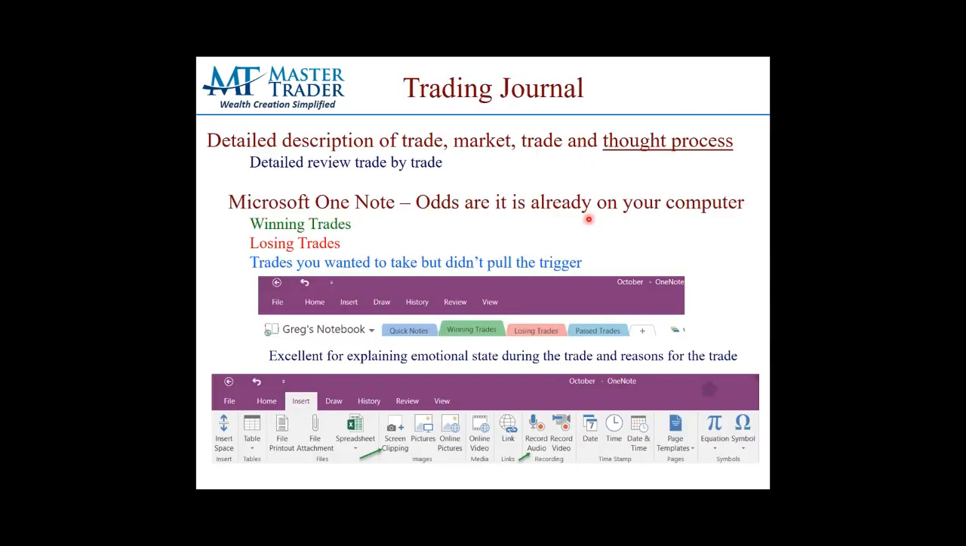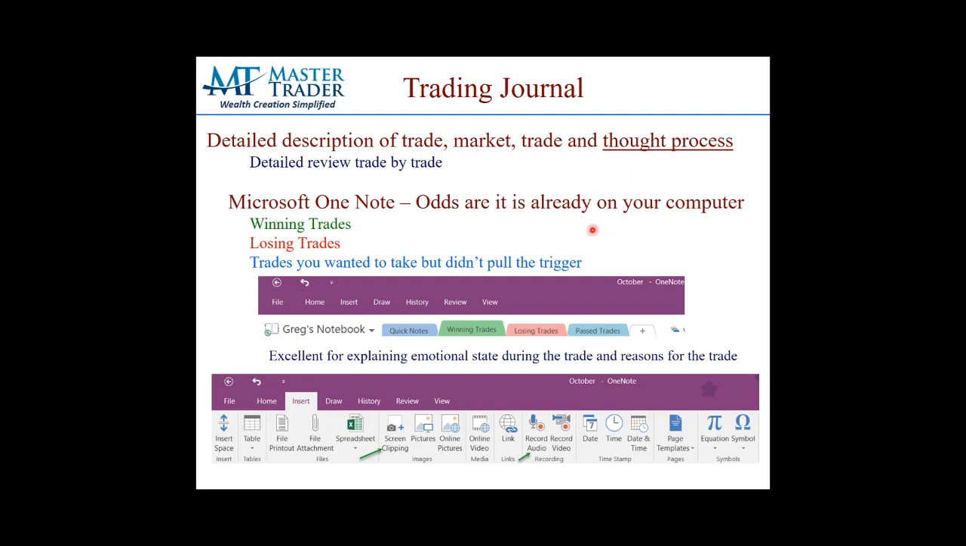All right, so some of you, and probably most of you, are taking the full course, but for those that are just taking the money management part, this is something I covered in the psychology section. And money management and keeping a trading journal is a big part of trader psychology. And this is a fantastic program. It's called Microsoft OneNote. It's probably on your computer. And what you need to do is keep a detailed description of your trade, the market, your thought process, why you took the trade, how you managed it. Was it good?